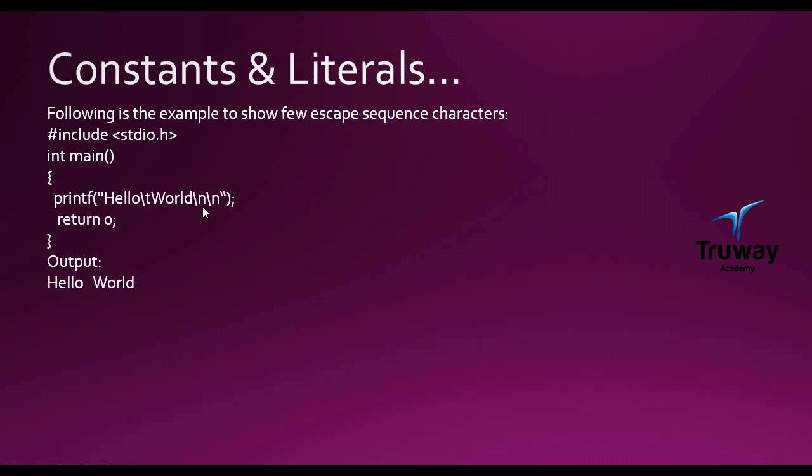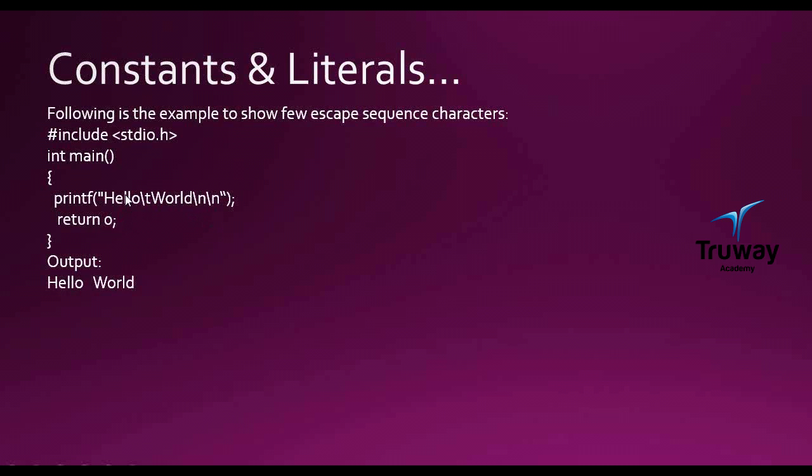And here is an example to understand \n and \t. You can see in this program, I have a single printf statement with return 0 indicating the end of it. Just this line is what is going to execute in my program. I have written here hello, then \t, world, then \n, then \n again. See, these are all escape sequences I'm writing: \t, \n, \n.